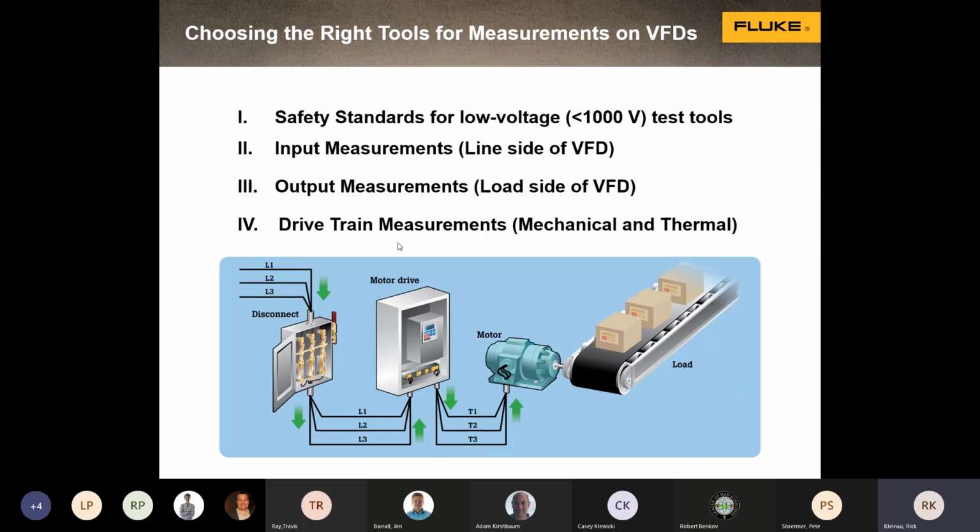And then as much as we can, we'll talk about measurements on the drive train. These are mechanical and thermal measurements.